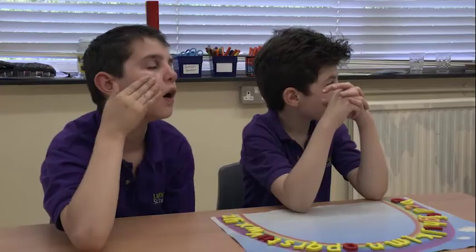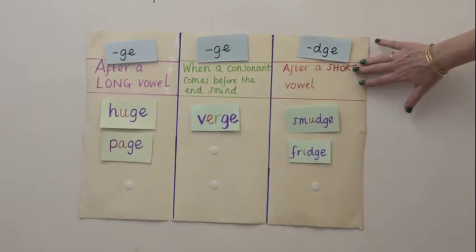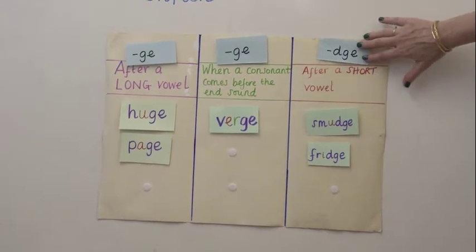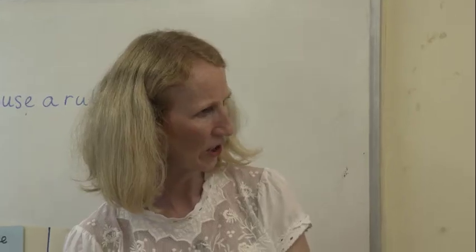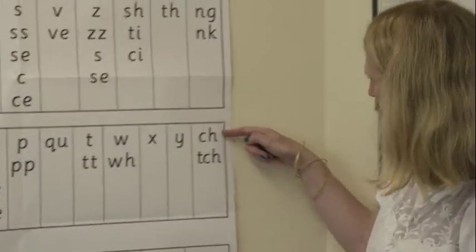So the main rule to learn, Johnny, is that if you've got a short vowel sound just before the j sound, you need D, E, G, E. Then Sarah runs a number of exercises to explain the rules which govern the choice of ending for any given word.